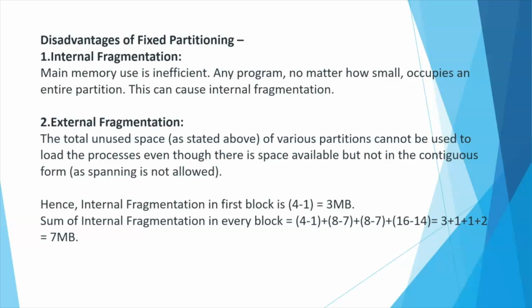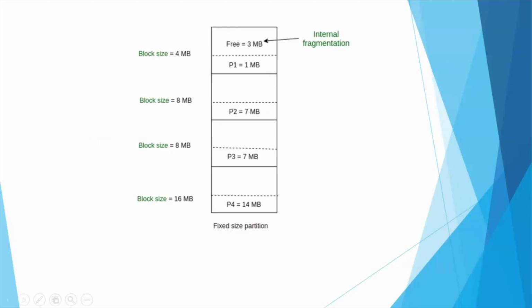Then the next one is external fragmentation. In external fragmentation, the total unused space of various partitions cannot be used to load the process even though there is space available, but not in continuous form. Here we have 3 MB free space: here 1 MB, then 2 MB, here 1 MB, total 3 MB, then here 2 MB, 5 MB.